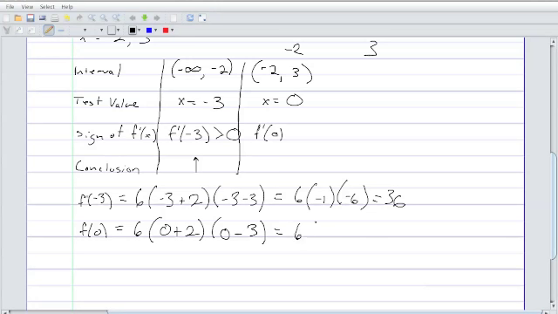This is going to be 6 times 2 times a negative 3. So it's 36. It's going to be a negative 36. So f prime of 0 is negative. So this tells us that our original function is decreasing on this interval.